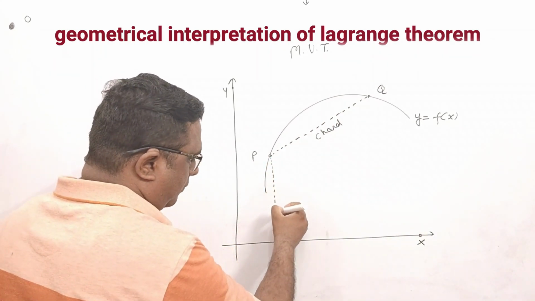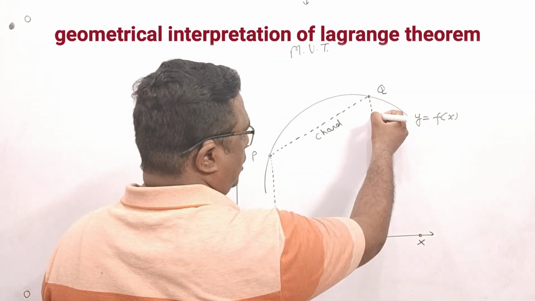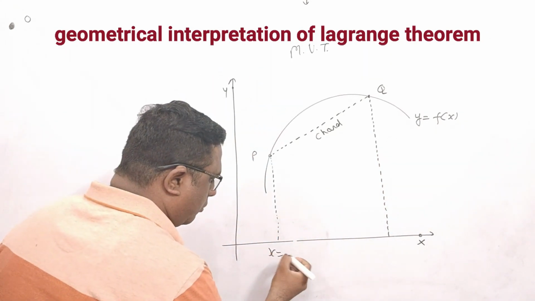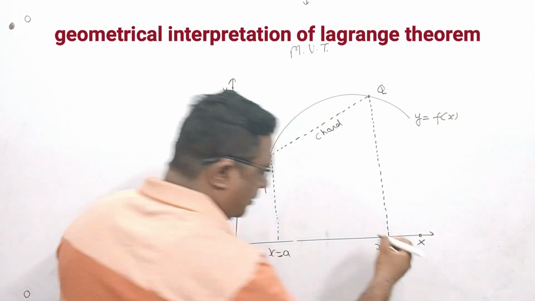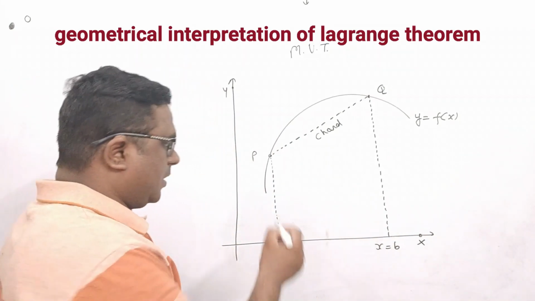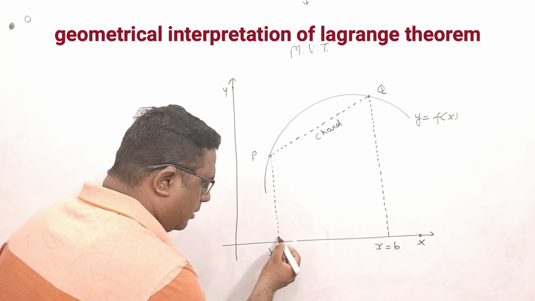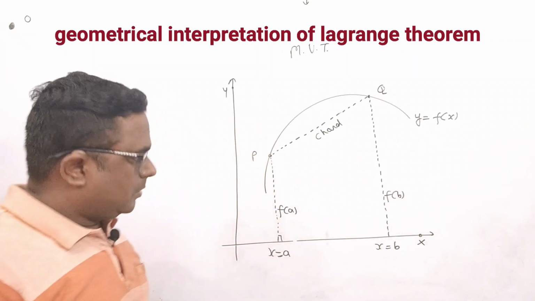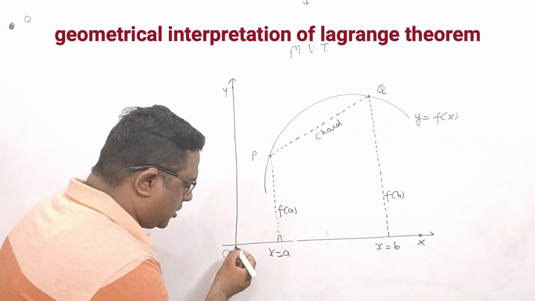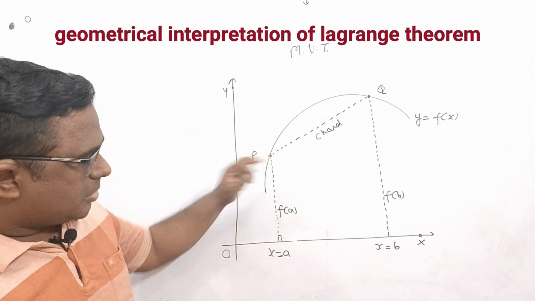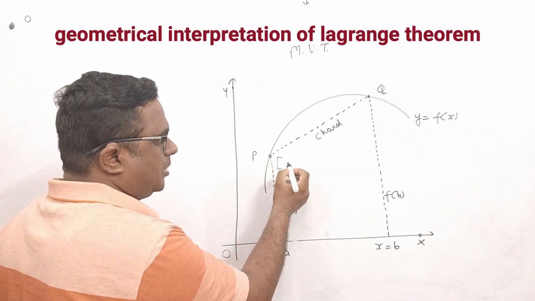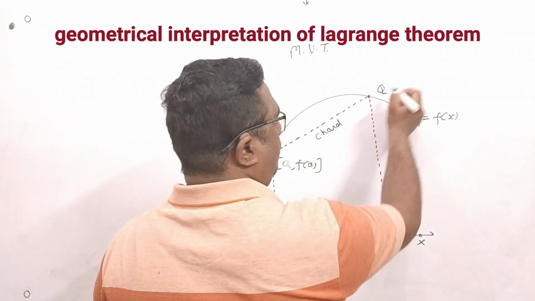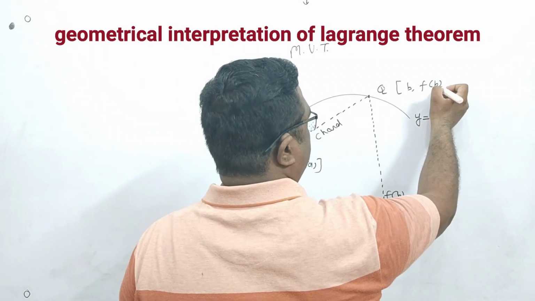Let us draw a perpendicular from P to the x-axis and similarly a perpendicular from Q to the x-axis. Let x is equal to a here and x is equal to b here. As I told you in the topic of Rolle's theorem, if it is x equal to a here, then this height will be fa and this height will be fb. This much distance from origin to this is a, and from here till here it is fa. So the coordinates of this point are a, fa, and in the same way, the coordinates of the point Q will be b, fb.